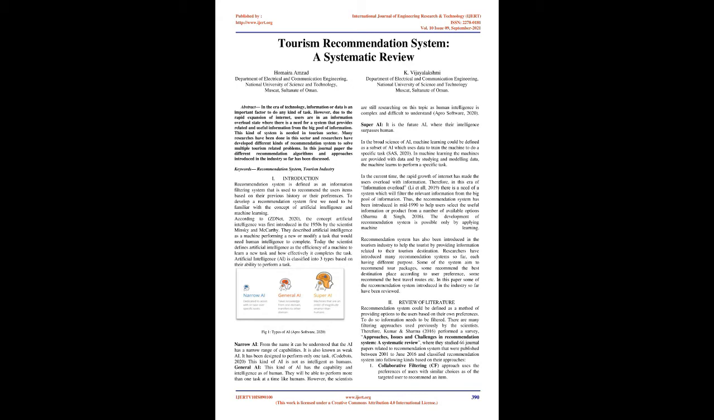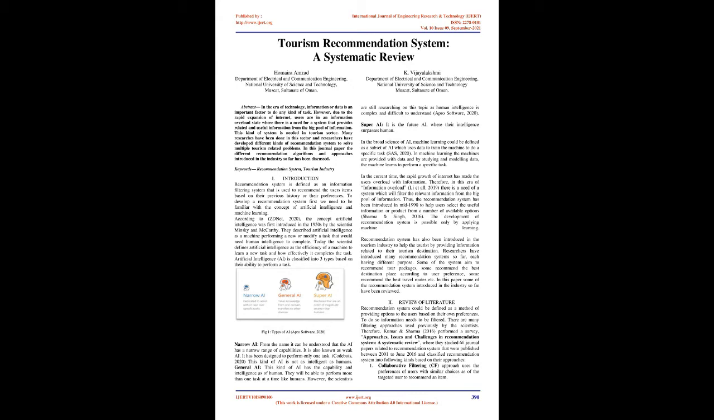Artificial intelligence, AI, is classified into three types based on their ability to perform a task. Narrow AI: from the name it can be understood that the AI has a narrow range of capabilities. It is also known as weak AI. It has been designed to perform only one task. Codebots 2020, this kind of AI is not as intelligent as humans.